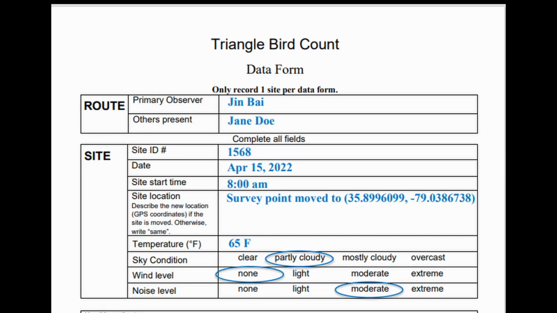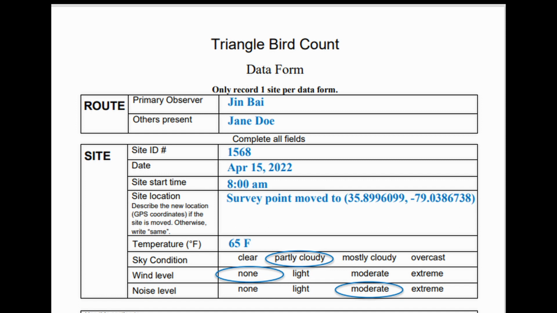Write down your name as the primary observer and other names if you have other observers. Write down the site ID and date. You can leave the time empty and write it down right before you start your count. For the site location, if you didn't move, you can write down same. If you moved, please provide GPS coordinates of the new location.